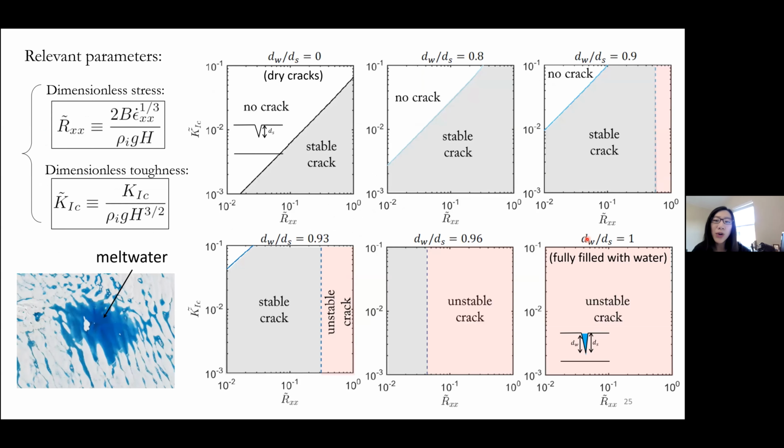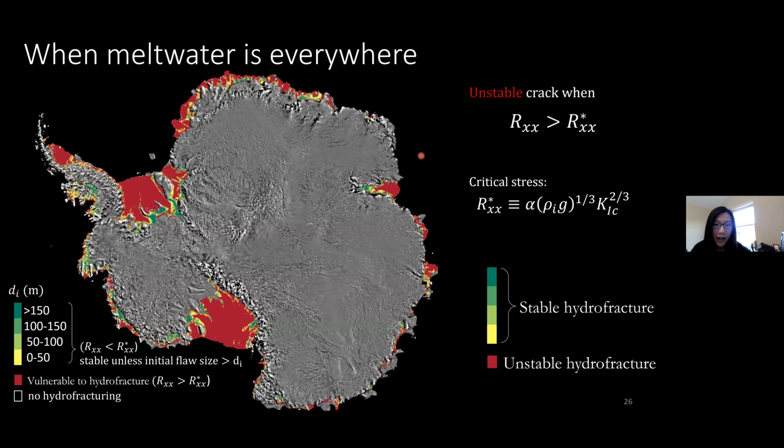So far we were looking at dry cracks. A natural question is what will happen if we now add water into the crack as climate warms. We have previously shown that the crack stability switches from stable to unstable when we add water into the fractures. Here we upscale our analysis to the entire Antarctica, and in the extreme case, when meltwater fully fills the fractures all over the ice shelves, we find that the majority of the ice shelves are under physical conditions that are vulnerable to unstable hydrofracturing, and this is indicated by the red areas.